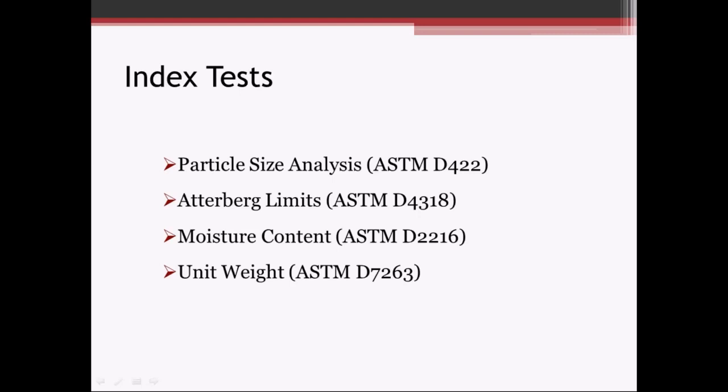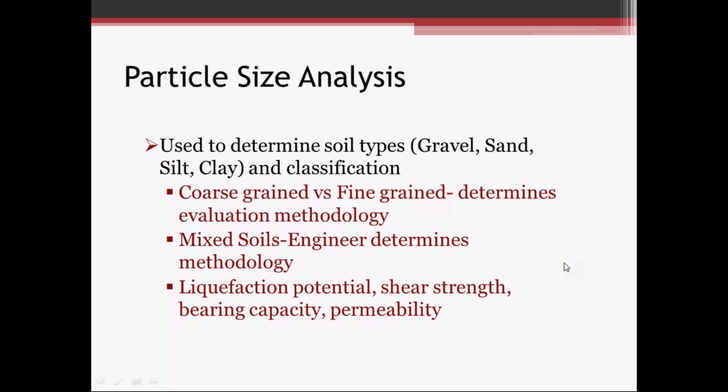All right, so the typical index tests that we run in the geotech lab generally consist of particle size analysis, Atterberg limits, moisture content, and unit weight. And there's the associated ASTMs that go along with those index tests. The main purpose of the particle size analysis is to determine the soil types, the percentage of gravel, sand, silt, clay, and the classification of the soil.